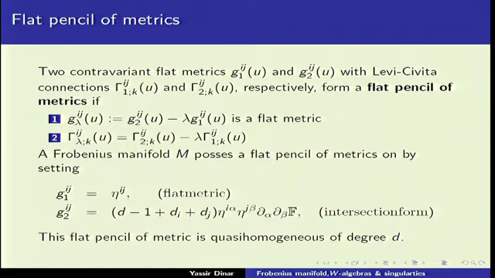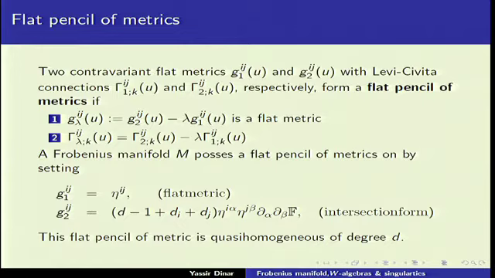So any Frobenius manifold actually possesses a flat pencil of metrics. By setting the first metric to be the flat metric, we define it here, and the other one is defined by the second derivative of my potential F. This we will always call the intersection form. This flat pencil actually satisfies some conditions. It's called the homogeneity condition of degree d. Here d is just the charge of my Frobenius manifold.